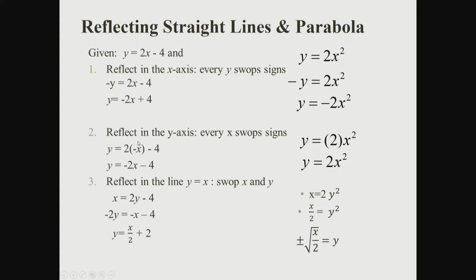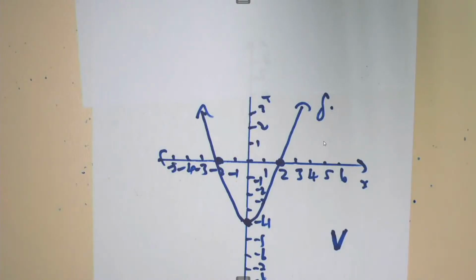Right, number 2, reflect in the y-axis. Now, if we reflect it on the y-axis, the values of x are the ones that are going to change here. So for the linear one, we replace x with negative x. Then this will be 2 times negative x minus 4, so y = minus 2x minus 4. Right, for this one, the bracket was supposed to be negative x all squared. Let me write it down so that you can see.